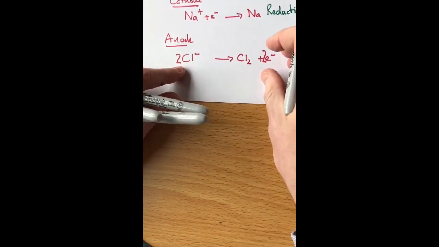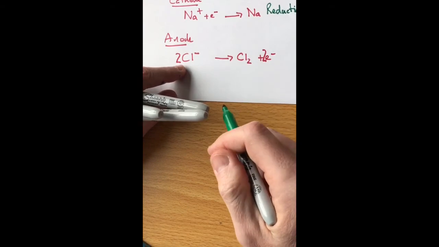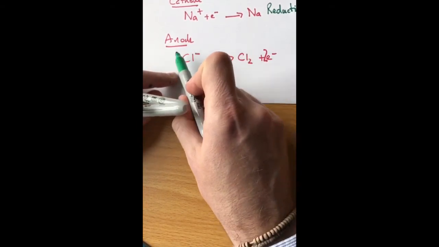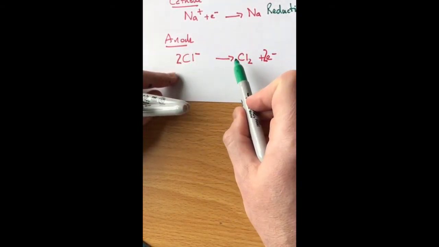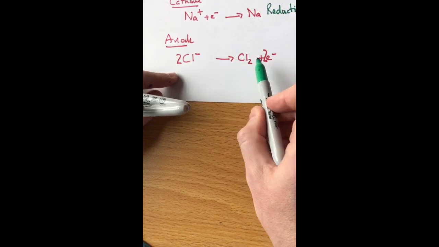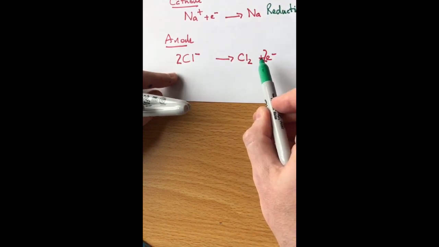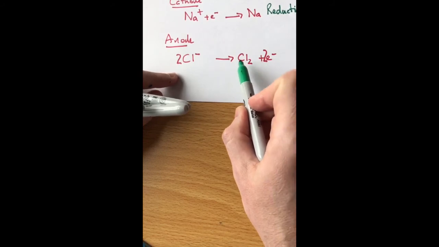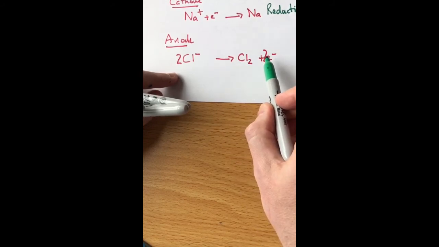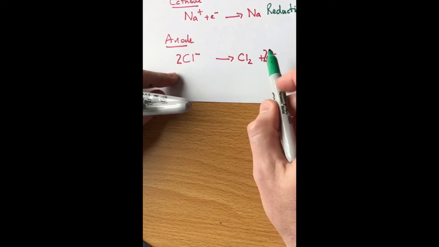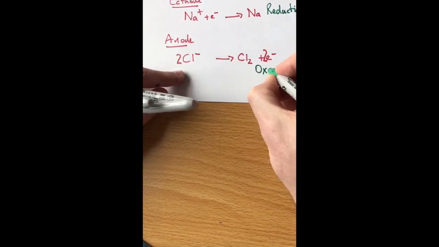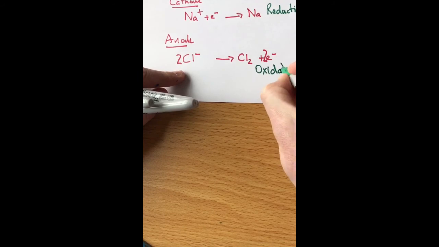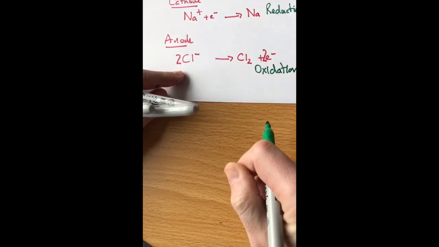This example tends to be one that traps people and tricks people. You've got a negative ion that's now becoming neutral, no charge, and these electrons are released. I know it says plus electrons, but these electrons are now no longer part of the chlorine. They are being released, they're being lost. So the fact they are being lost means that this reaction is oxidation.